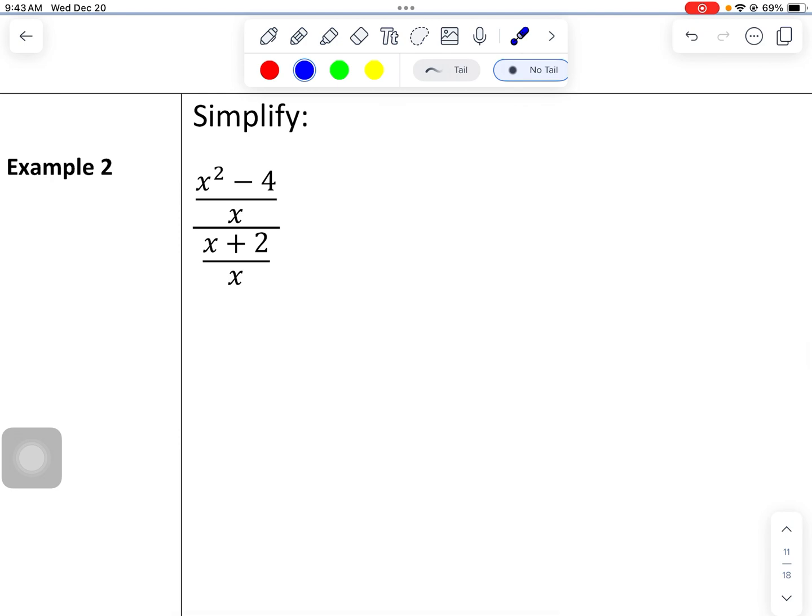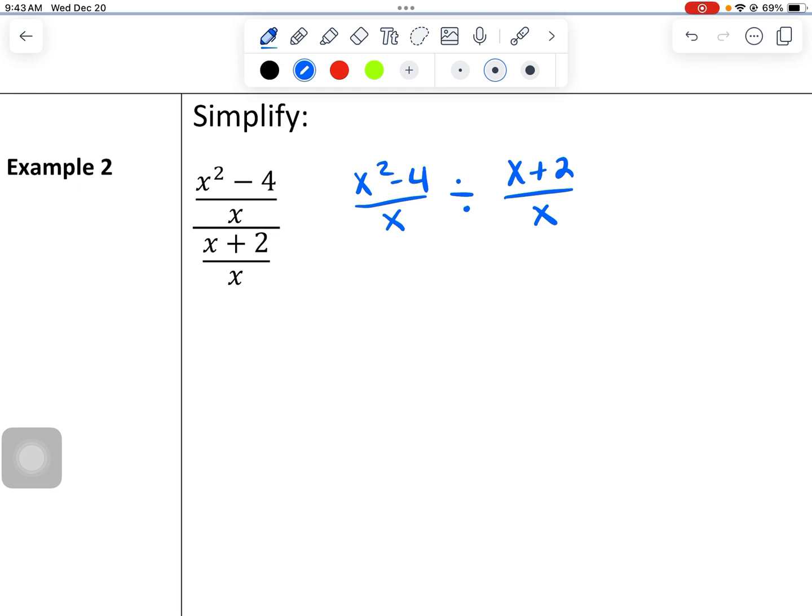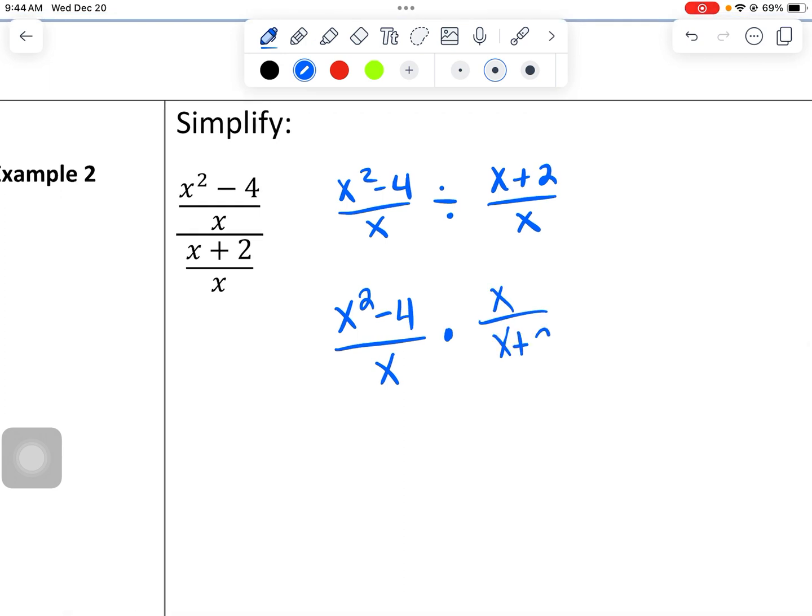So in this case, I have the top, which I'm going to rewrite, as x squared minus 4 over x, and it's being divided by x plus 2 over x. And so in this case, I have a fraction divided by another fraction, in which the first method, in my opinion, would work a little bit nicer. You can multiply then by the reciprocal. So we'd keep the first fraction the same. It's the keep, change to multiply, flip the second one idea.